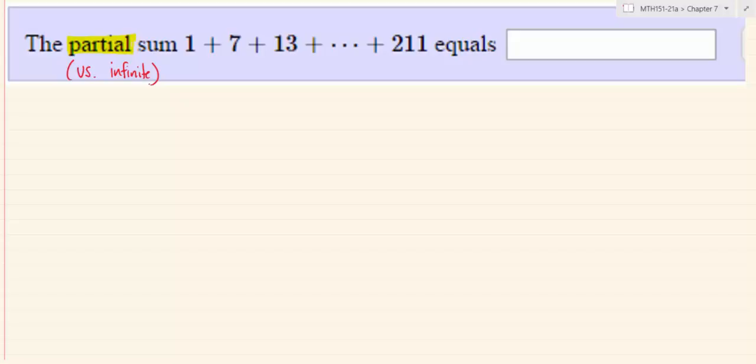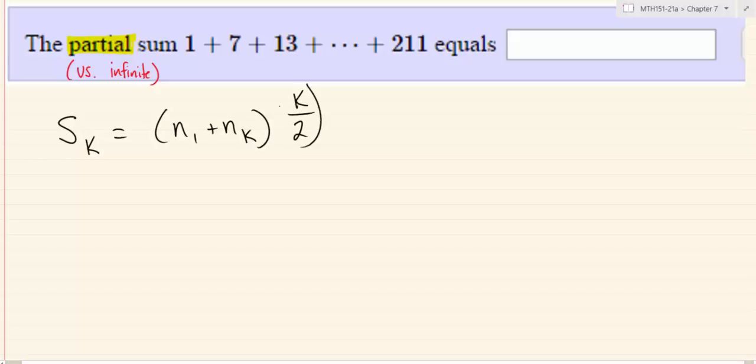But let's take a look at this. You've got 1 plus 7 plus 13 plus a whole lot of other stuff, all the way up to 211. And we want to add these up. Our formula is s sub k equals n sub 1 plus n sub k times k divided by 2. That's our formula for the sum. So do we know the first term? Yep, it's 1. Do we know the last term? 211. Great.